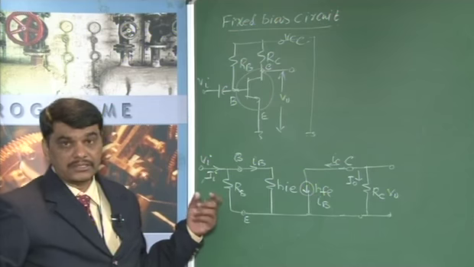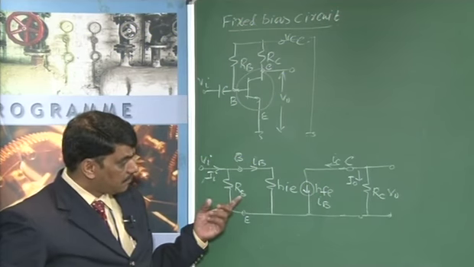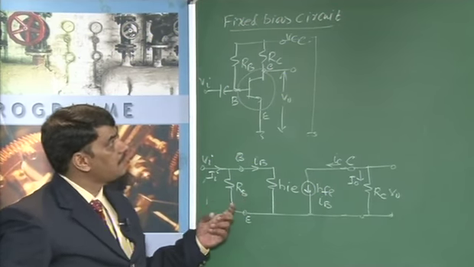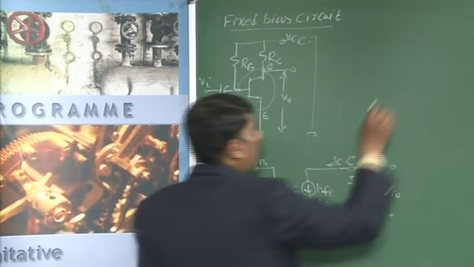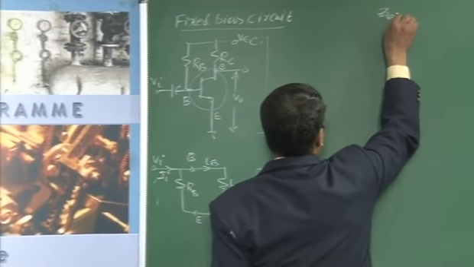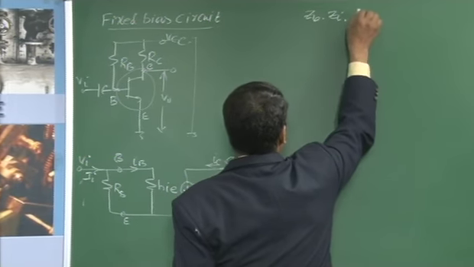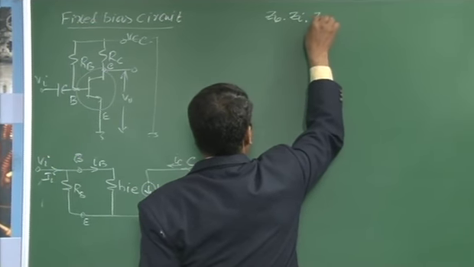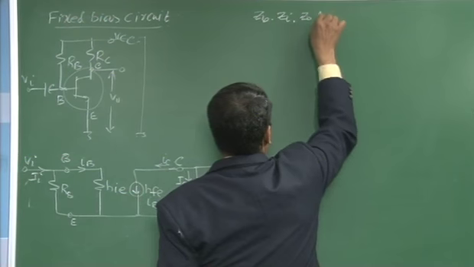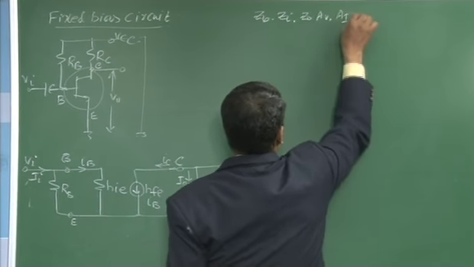For this circuit, we need to analyze and determine the input impedance Zi, the output impedance Zo, the voltage gain AV and the current gain AI.